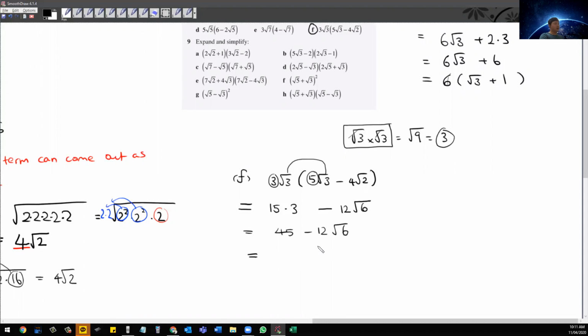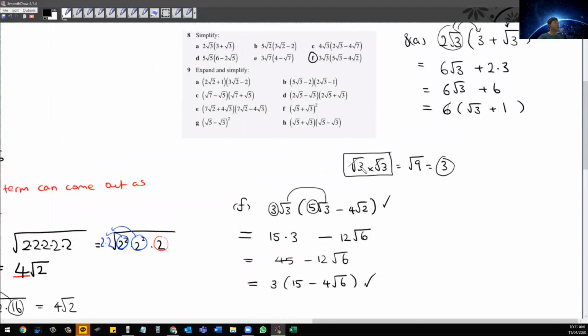And I think you can factorize this again with 3. So 3, 15, and then 4. So divide this one by 3, divide this one by 3, okay? And you have 4 root 6, right? So I think that's what they mean by simplify. You can see that this is way simpler than the original expression over here, isn't it?